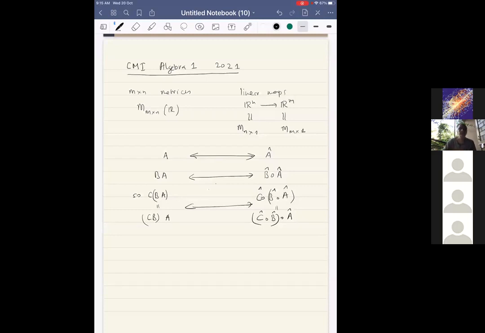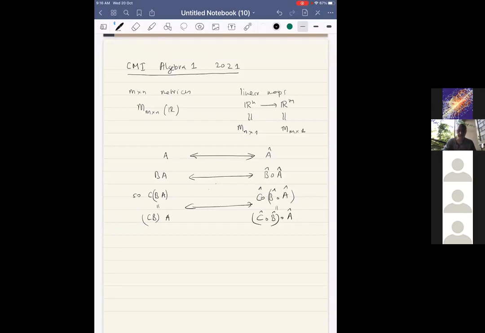I have put two columns here. On the left, I'm talking in matrix language, and on the right, I'm talking in the language of linear maps. On the left, I have written down a set, which is the set of m cross n matrices with real entries. That means it's an array of real numbers with m rows and n columns. And on the right-hand side, I have two vector spaces and the space of linear maps between them.